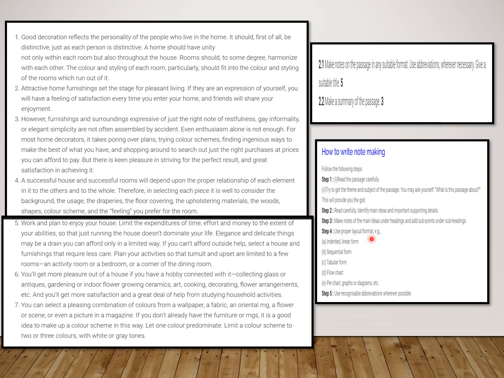So use a proper layout or a format. As I told you, you have to indent it. Okay, it has to have a proper sequence. It has to be in a tabular form. It has to be in a flow chart if required. But these are the ones which we would not prefer. Okay, it is better you follow indented linear form or sequential form. And the next is use recognizable abbreviations wherever possible.